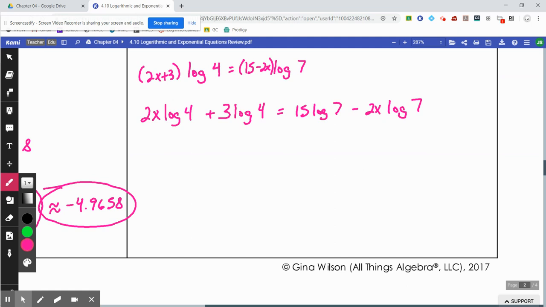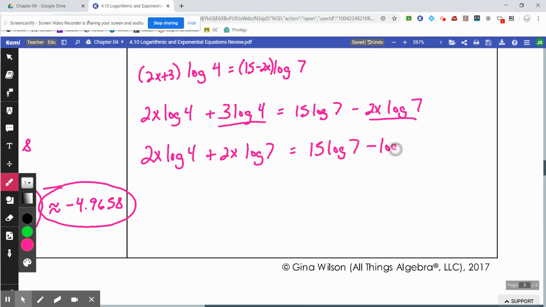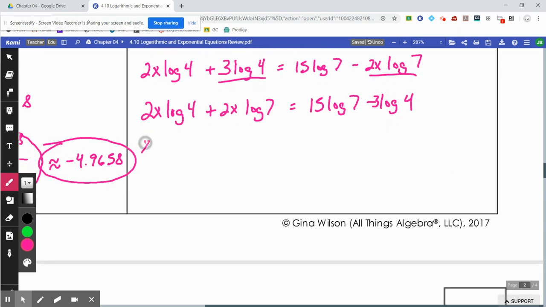All the x values get moved to the same side, so you have 2x log 4. Move the minus 2x log 7 by doing plus 2x log 7. Leave the 15 log 7 over here, and let's go ahead and move this 3 log 4 by doing minus 3 log 4. Factor out the x. You're left with a 2 log 4, which again could be written as log 16, plus 2 log 7, which could be written as the log of 49, equals 15 log 7 minus 3 log 4.